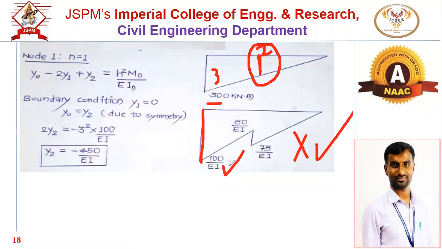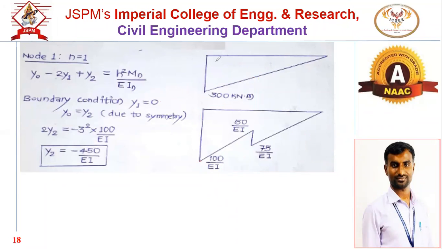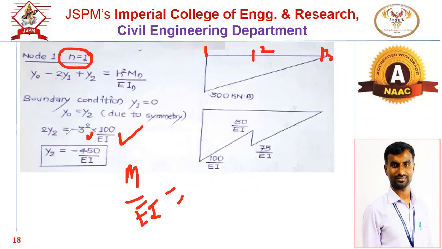Okay. So boundary conditions we are having, y1 is equal to 0, y0 is equal to y2. So here, this is node 1, this is node 2, this is node 3. So if you apply this for the first node, what we are getting, twice of y2 is equal to minus 3 square into 100 by EI. So at node 1, n is equal to 1. What is M by EI? H is 3 meter. 3 meter square means it will be 9, minus as BMD is negative. What is M at node 1?